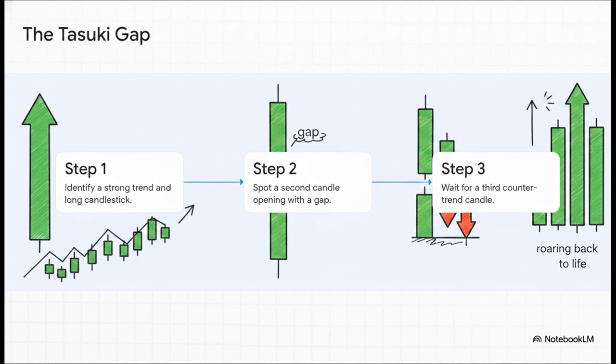Step 1, you need to see a strong existing trend confirmed by a long, confident candlestick. Step 2, the very next candle must open with a noticeable gap in the direction of that trend, and it has to close in that same direction. Step 3, well, this is where the magic happens. You wait for a third candlestick that moves against the trend, a corrective candle. This candle will dip back into the gap to test it, but it will fail to close the gap completely. That failure proves that the counter trend is weak, and the primary trend is ready to roar back to life.